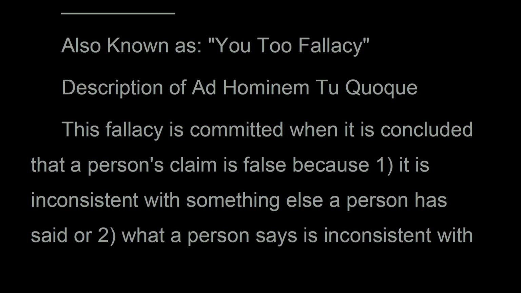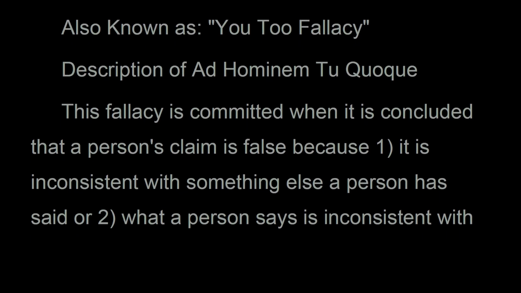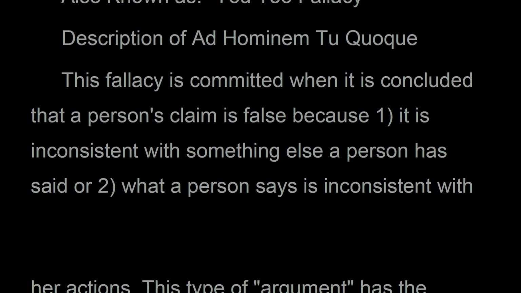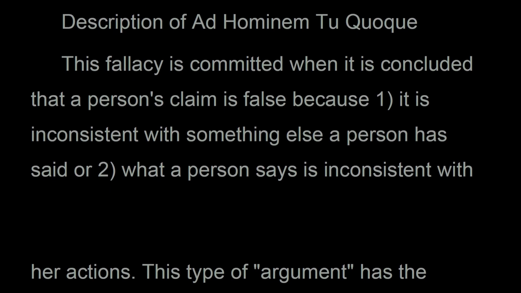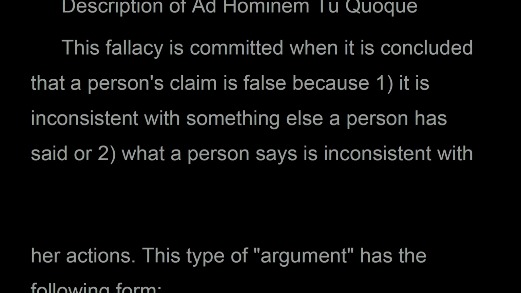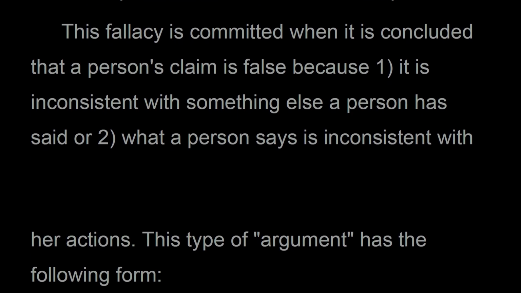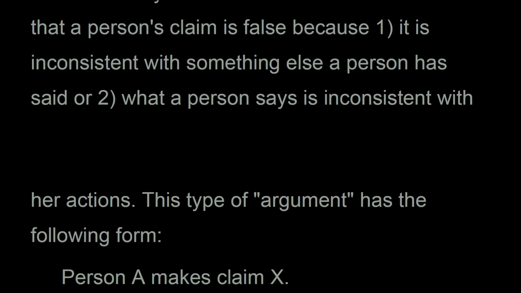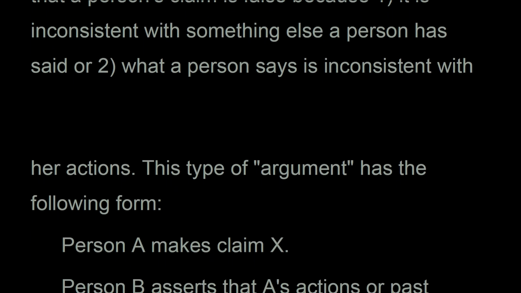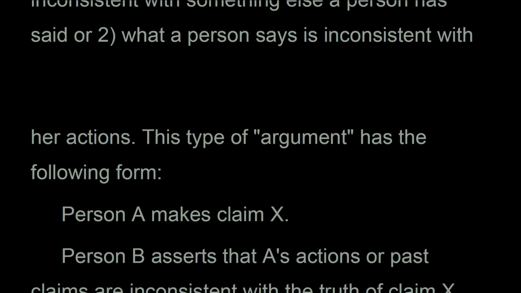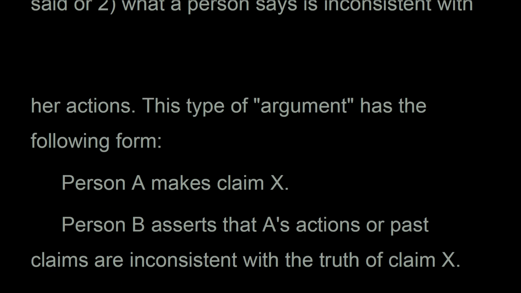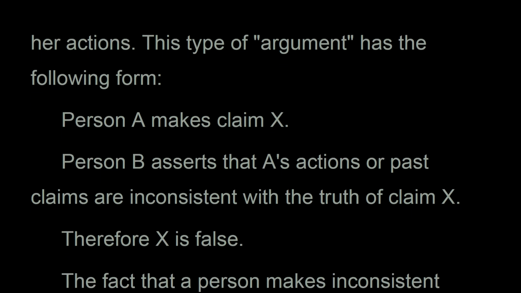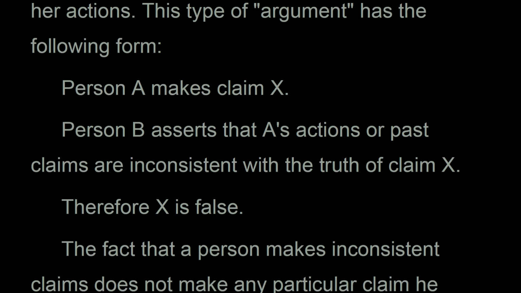Description of ad hominem tu quoque. This fallacy is committed when it is concluded that a person's claim is false because 1. It is inconsistent with something else a person has said, or 2. What a person says is inconsistent with her actions. This type of argument has the following form. Person A makes claim X. Person B asserts that A's actions or past claims are inconsistent with the truth of claim X.